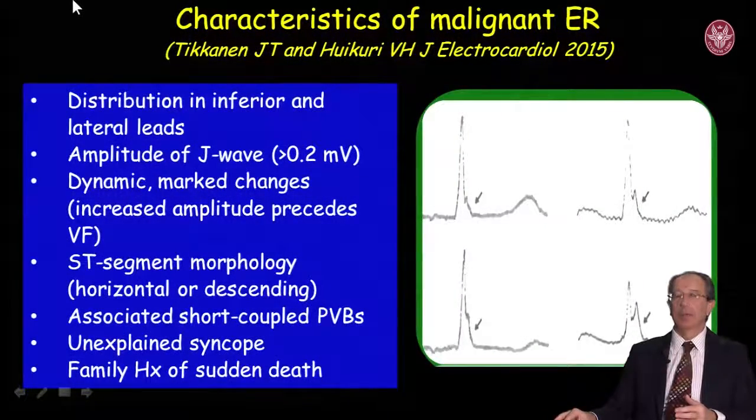On the other hand, from the literature, we understand that the malignant early repolarization is mostly present in the inferior and lateral leads. They may have an amplitude of 2 millimeters or 0.2 millivolt or even greater, and particularly there are dynamic marked changes of the J-wave, usually in the period preceding ventricular fibrillation. The ST segment, as shown here, is horizontal or descending. In clinical practice, those individuals usually present clinically with syncope, and a family history, usually of sudden cardiac events.